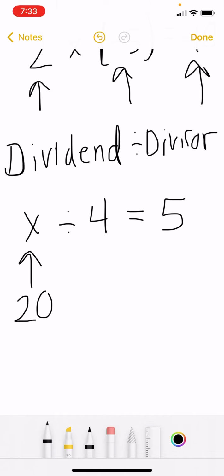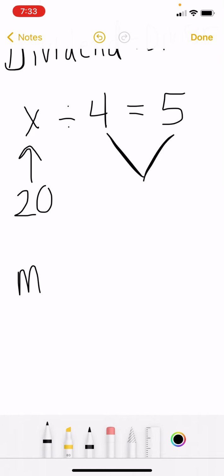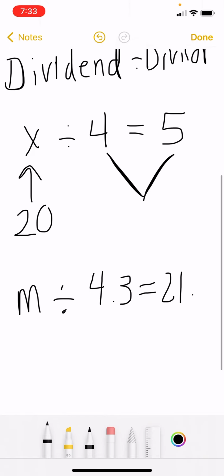How would we get that missing dividend? Well, we would multiply our divisor and our quotient together, 4 times 5, to get that starting number when it's the starting number that's missing. The same rules apply even when you're working with decimals. If I were to have m divided by 4.3 equals 21.3, I'm going to use that same type of thinking to get my missing dividend. I'm going to multiply my quotient and my divisor together to get that missing dividend.